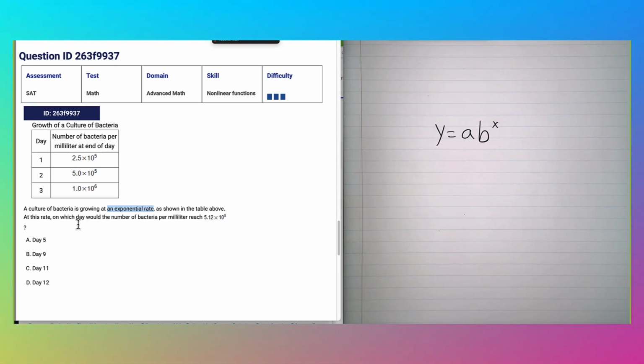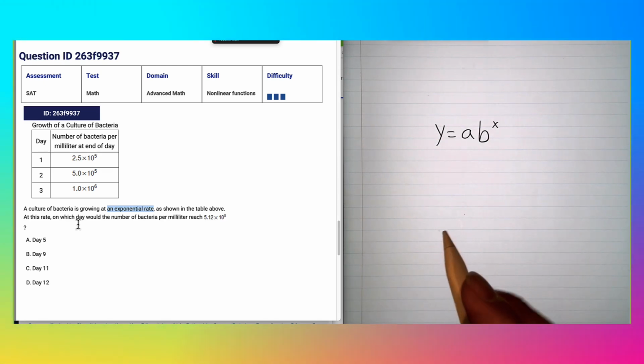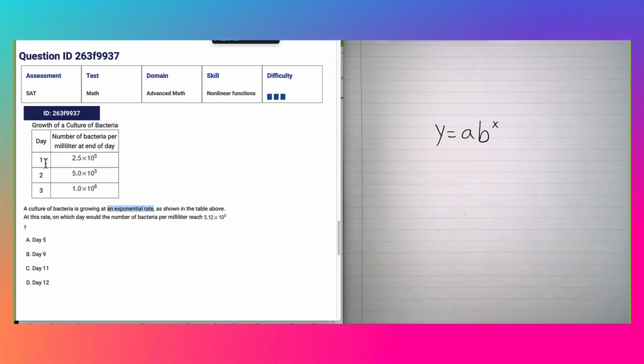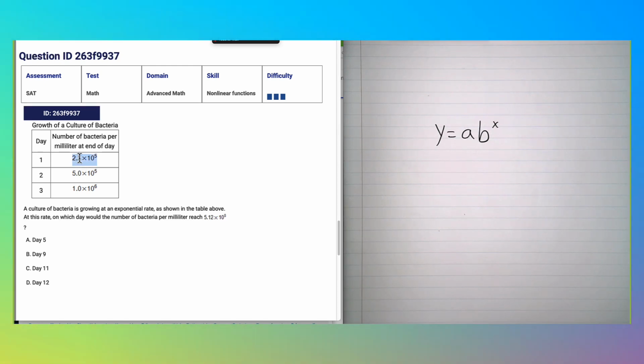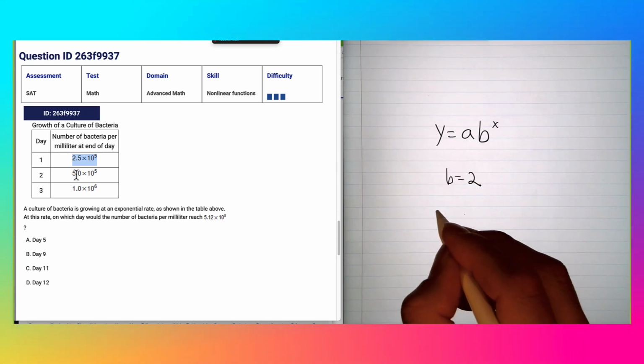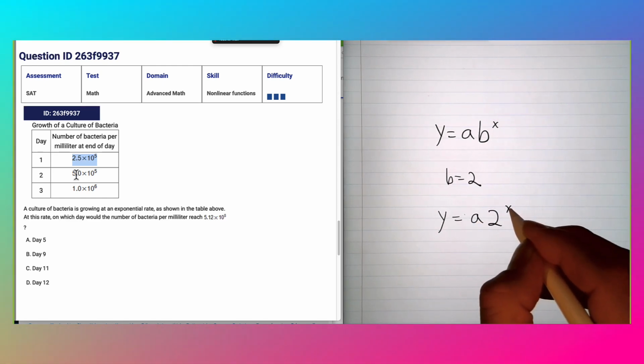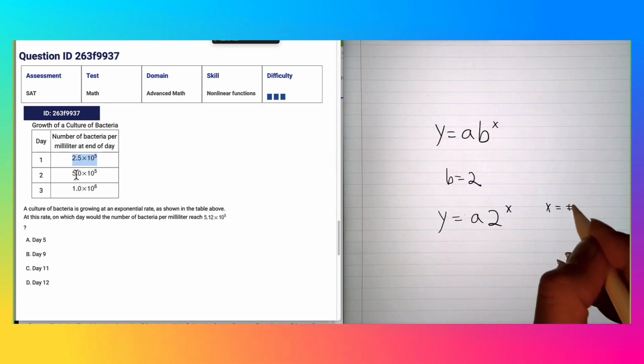So let's first determine the value of b here. So what's the growth factor? If you look from day 1 to day 2, you can notice that the power of 10 is still the fifth, so it doesn't change. However, it does double. 2.5 to 5.0 is twice as much. So let's conclude that b is equal to 2, and we can rewrite it as y equals a times 2 to the power of x. And for x, let's say x is the number of days.